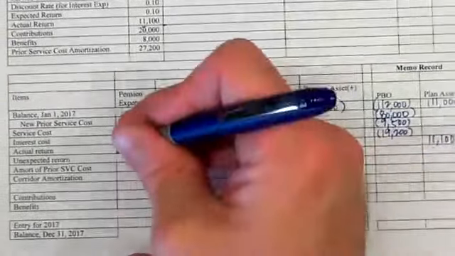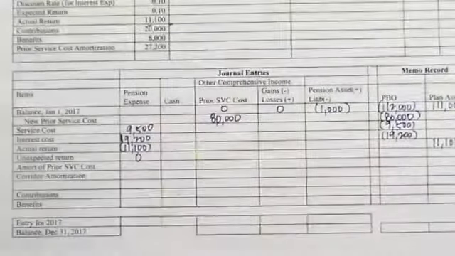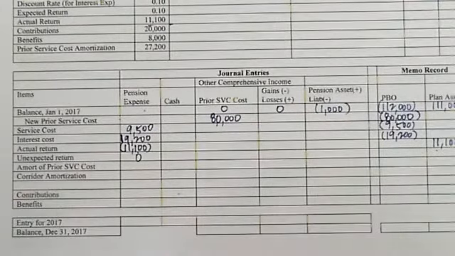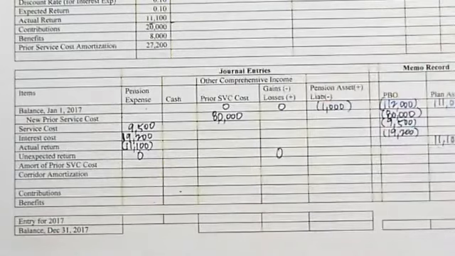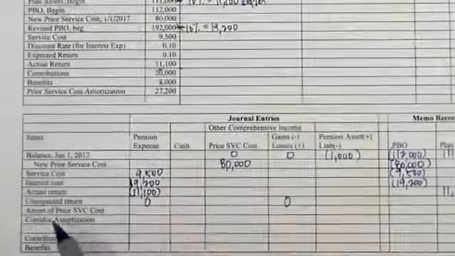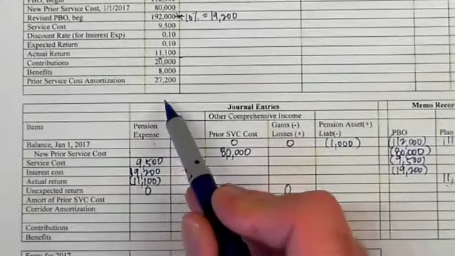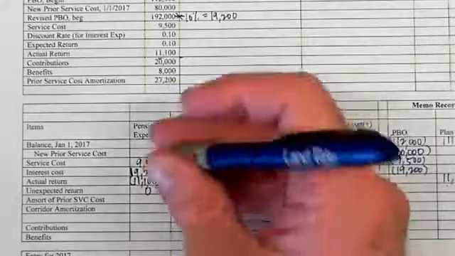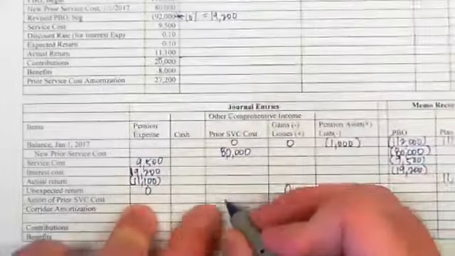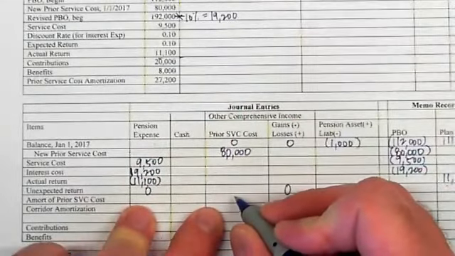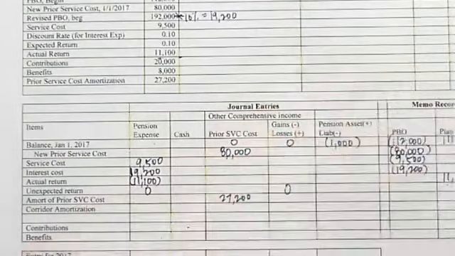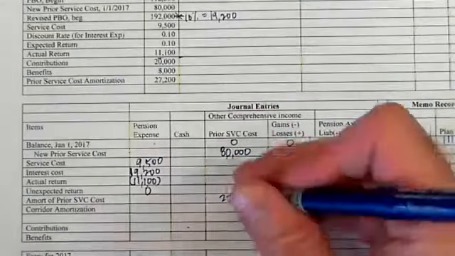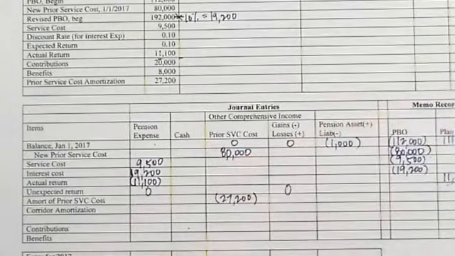Because the expected return is 11,100, we don't have to adjust it with an unexpected return. So that means that we have no adjustment to my AOCI gains and loss account. We do have amortization of the prior service cost, which I gave you here, 27,200. Now that's going to reduce my prior service cost, 27,200, and since we're reducing it, we need to credit this balance now.